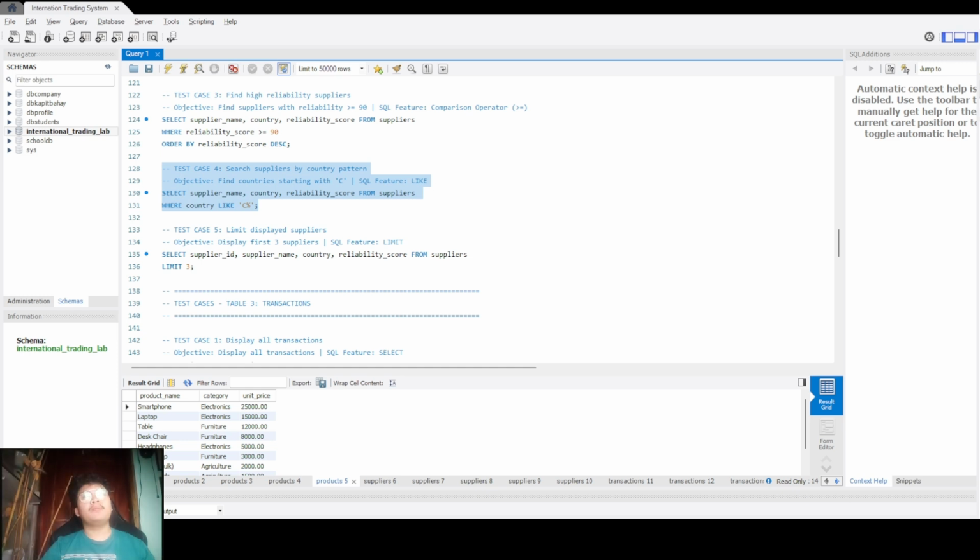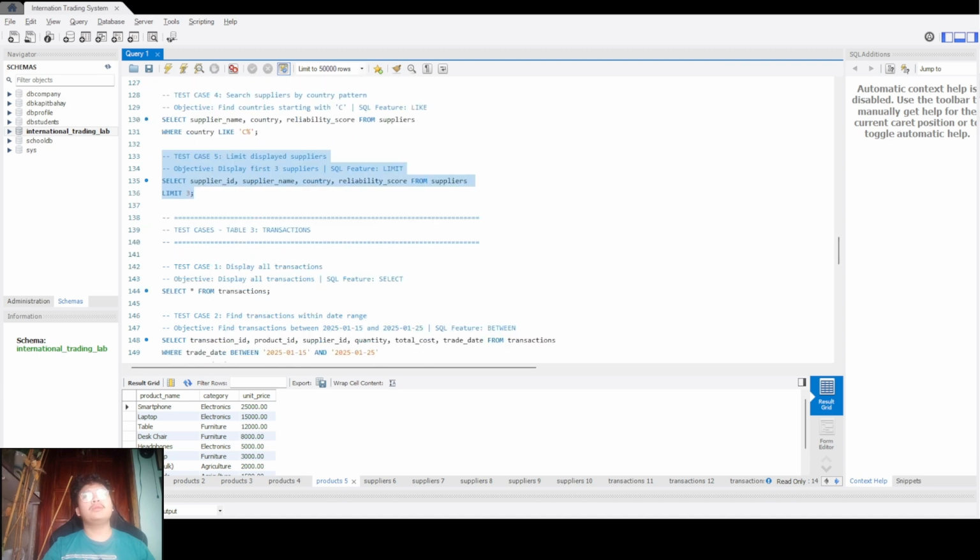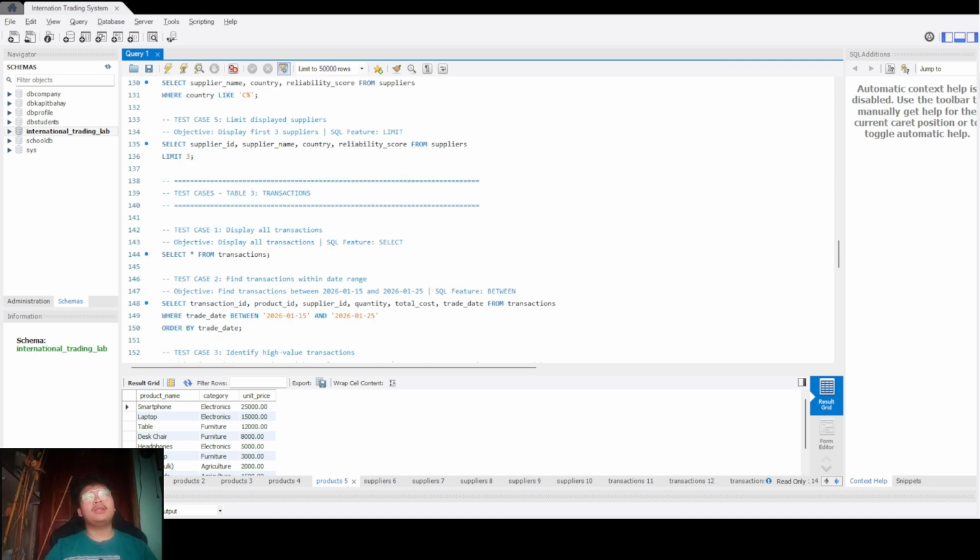So the test case 5 is limit, display by suppliers. The LIMIT 3 command shows only the first 3 rows from the result. This is useful when you have many rows but only want to see a few examples. Then the result shows only the first 3 suppliers from the table. So now let's go to test cases table 3, the transactions.